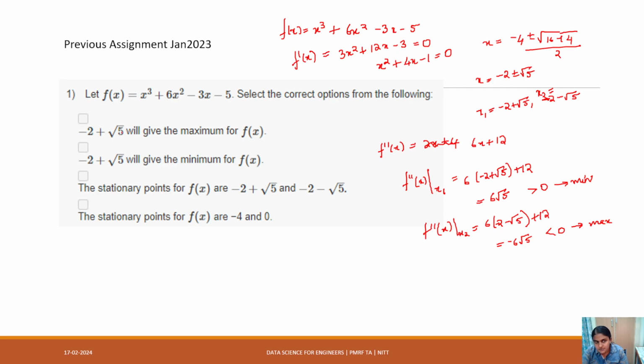Some have given the answer A and B. Why? Minus 2 plus root 5 will give the minimum. This is right, B is right, A is wrong. Yeah, many other people are writing. So the stationary points for f of x are minus 2 plus root 5 and minus 2 minus root 5. That's also right. So B and C are the answers.